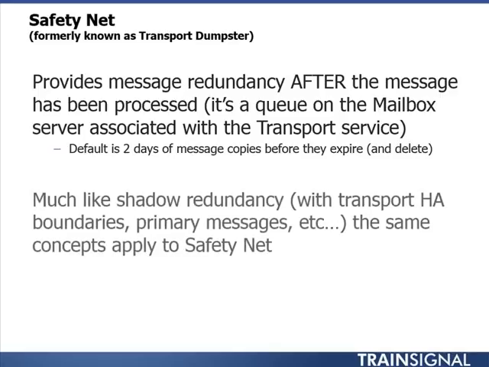Now, much like shadow redundancy, with the safety net, there is still transport high availability boundaries, primary messages, and then shadowed messages or secondary shadow safety net messages. All of these same concepts apply. So it's not like you have to learn a whole new solution for availability with safety net that's different from shadow redundancy. A lot of the same features apply.